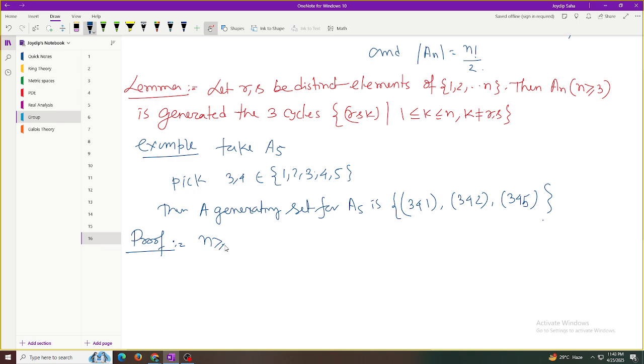N greater than or equal to 3. Okay, if n equals 3, it is trivial. If n equals 3, then A3 is a cyclic group generated by (1 2 3), done.